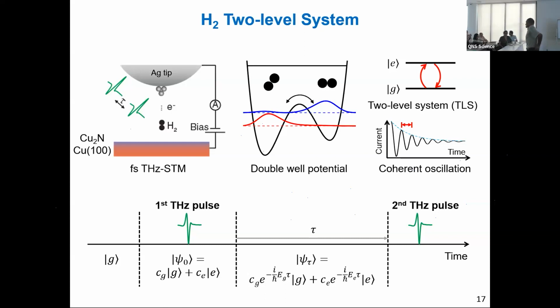The vibrational energy is about 20 millielectronvolts. It's much higher than these two levels. The two level energy is 0.5 millielectronvolts. I'm sorry, 0.5 terahertz, which is 2 millielectronvolts. That's the scale between the ground state and excited state.